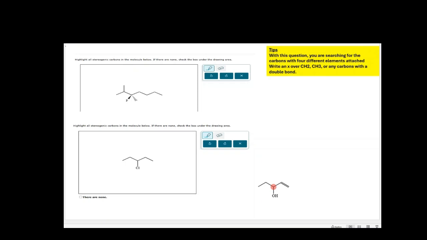Next up, I'm gonna show you how to solve the ALEKS problem, highlighting the stereogenic carbons. So what ALEKS is asking us to do is it's going to show us a compound and it wants us to highlight the stereogenic carbon, which pretty much means that the carbon has 4 different things attached to it. So with this question, as mentioned, we're looking for the carbon with 4 different things.